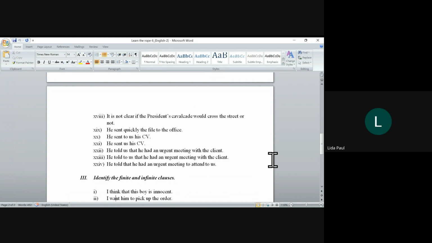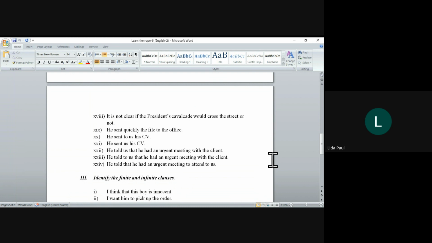We finished with this one, no? We finished the 18th, right? 19th one. Look at this one. He sent quickly the file to the office. It's grammatical, ma'am. It follows the verb, right? So no problem. He sent quickly the file to the office.